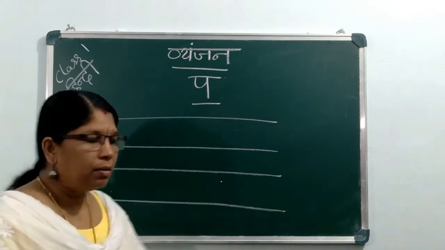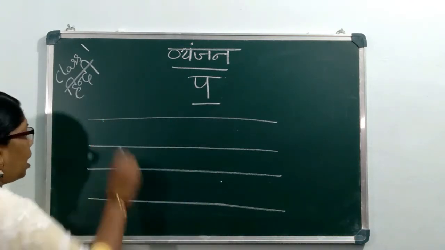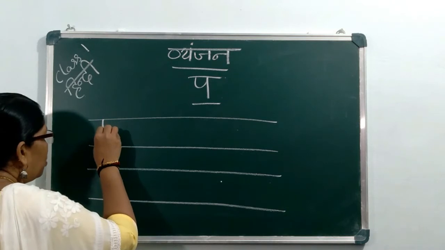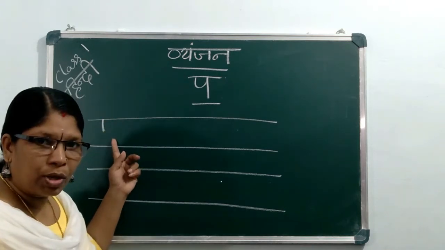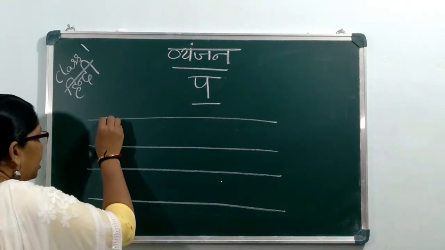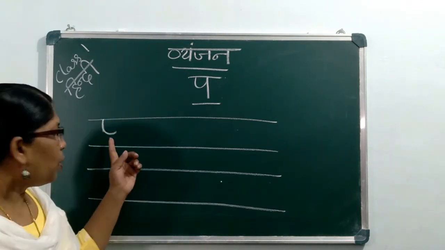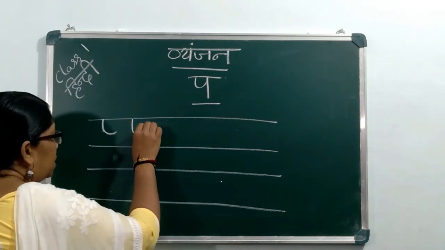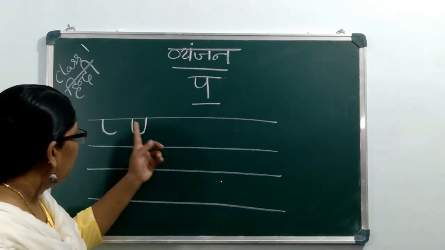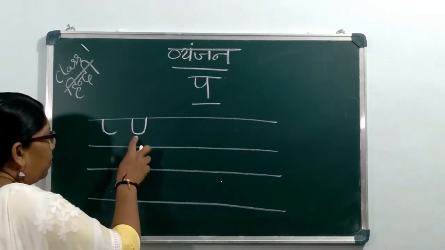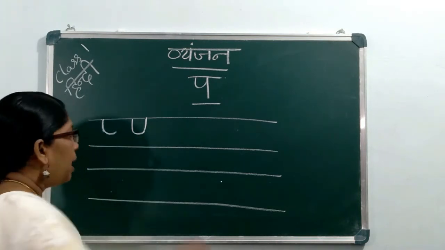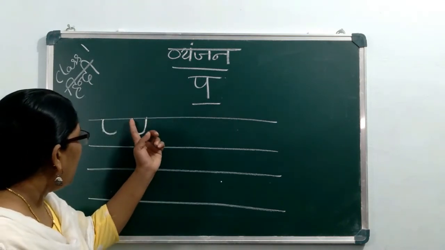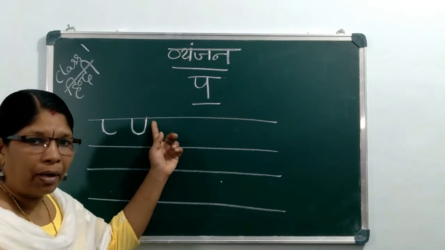For writing this letter, we start from the upper line. We draw a small line from the upper line in a downward direction. Then we curve it here. The next step, take the curve up to touch the upper line. From the middle portion, we curve the line this way. Make a semicircle, a half circle, and both ends touch the upper line.